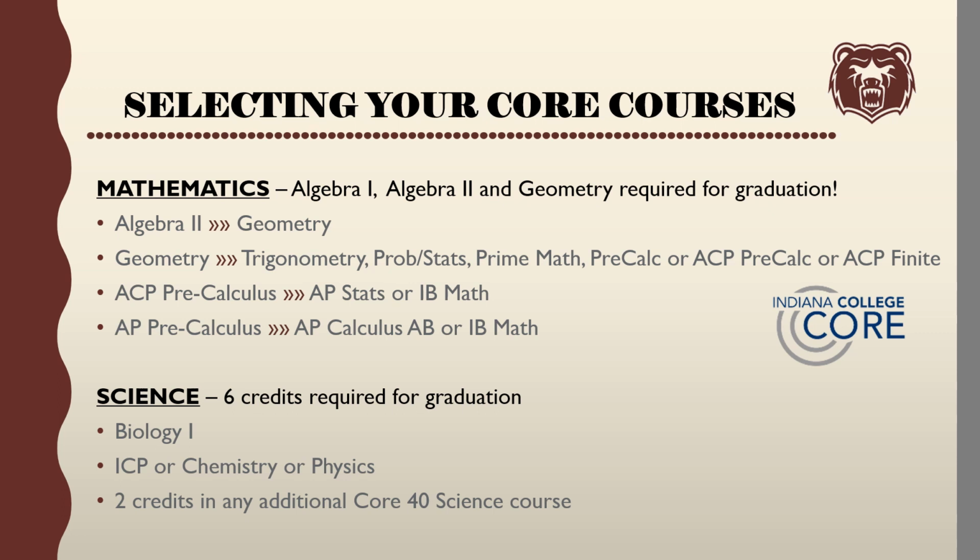Moving on to science. Hopefully, most of you have completed Biology 1 and are finishing up your physical science requirements. Remember, you need to have 2 credits of biology, 2 credits of either ICP, chemistry, or physics, and 2 additional Core 40 science credits for graduation. We have several courses for you to choose from in science, including 2 new courses, astrology and geology, for next year.